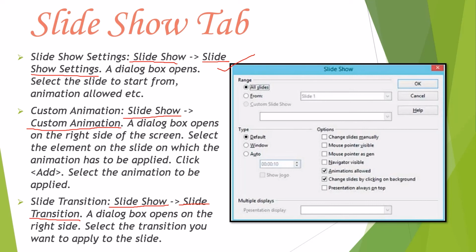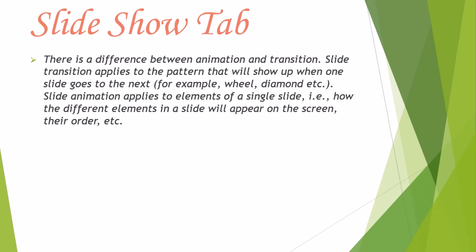Remember that there is a difference between animation and transition. Both are not the same thing. Basically, slide transition applies to the slides and slide animation applies to the objects of a slide, or you can say the elements of a single slide. Animation controls how the elements will be displayed on the slides, how they will come, in which order they will come. And the slide transition is the pattern in which one slide changes to the next.